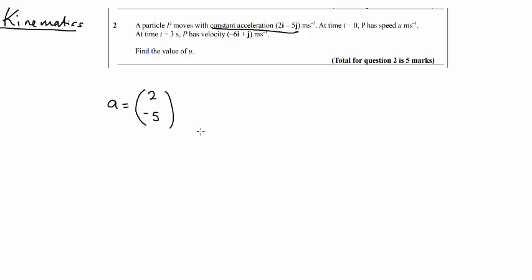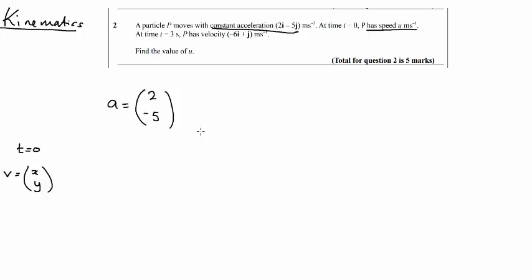Okay, so first thing we need to know, t equals 0. What's it going to equal? Do we know anything about V initially? At time t equals 0, P has speed u. So it's told us nothing. We have no idea. Okay, so I'm just going to call that x and y, because speed isn't very useful to me.